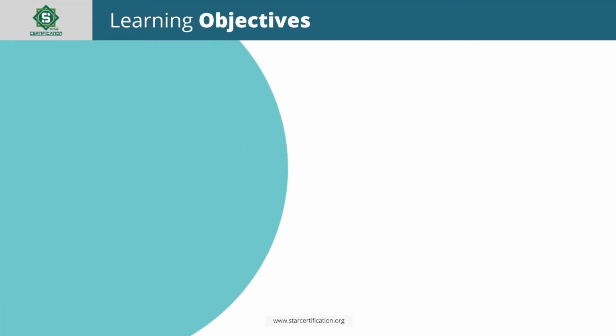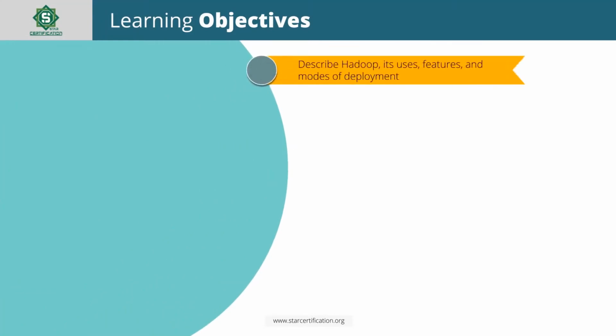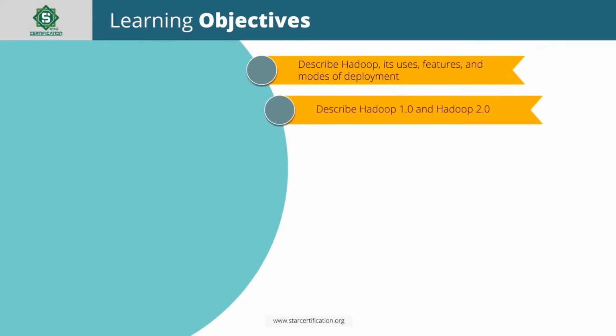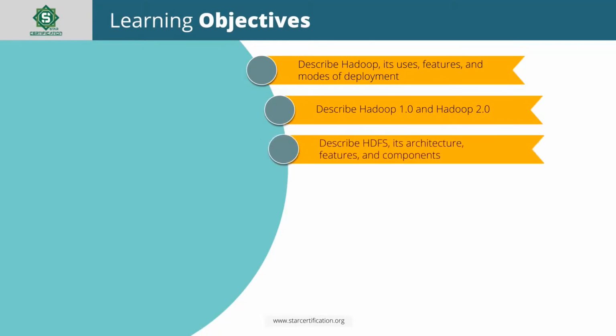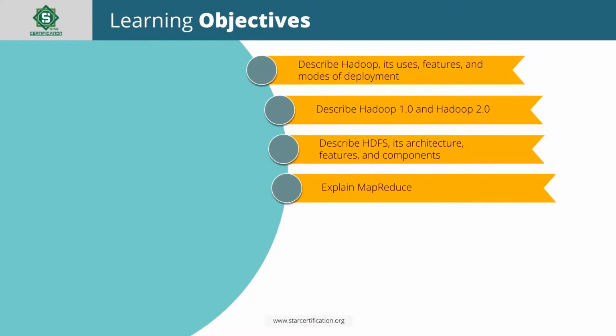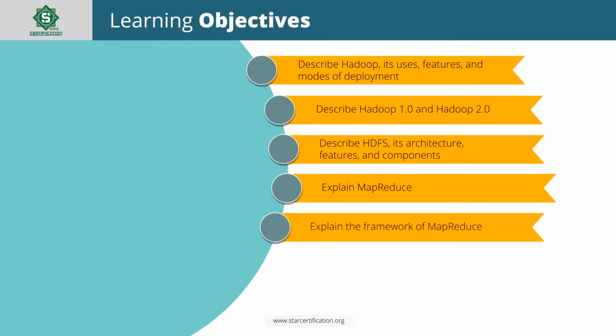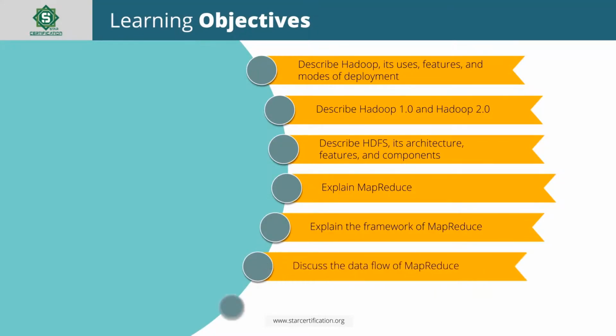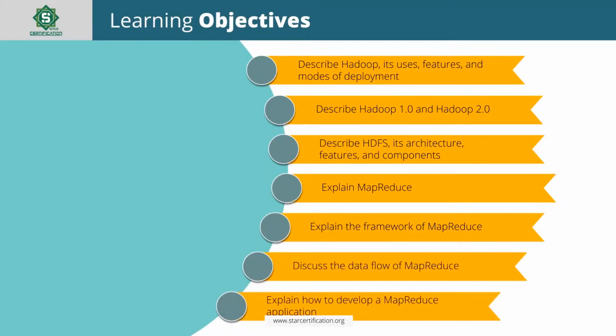By the end of this module, you will be able to describe Hadoop, its uses, features, and modes of development. Describe Hadoop 1.0 and Hadoop 2.0. Describe HDFS, its architecture, features, and components. Explain MapReduce. Explain the framework of MapReduce. Discuss the data flow of MapReduce. And explain how to develop a MapReduce application.